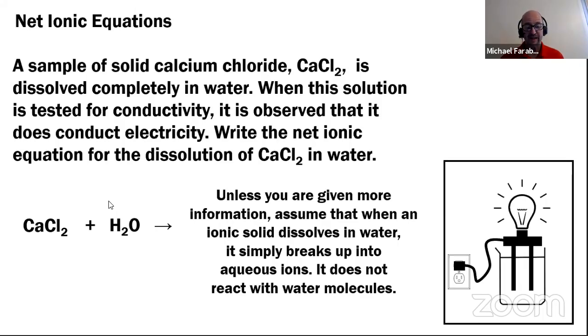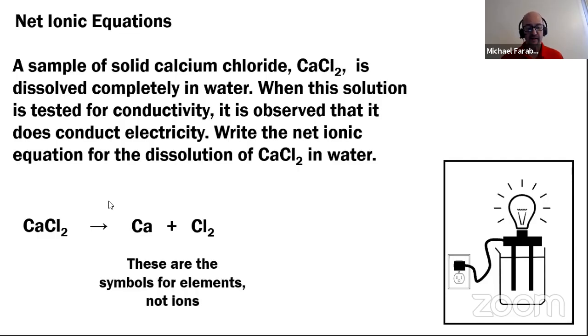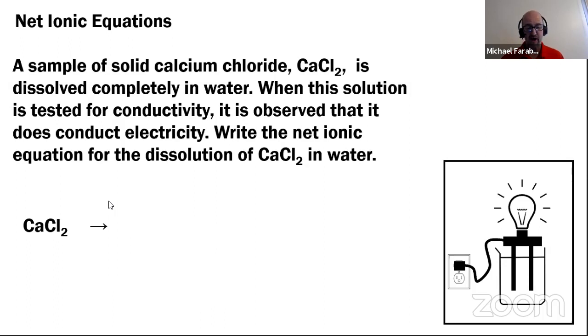So I'm going to go ahead and write calcium chloride on the left, and then that's it. I will show calcium and chlorine on the right side of the equation. Now, a student might write this because they want the formula to be broken up. However, these are the symbols for the elements, not the ions. Remember that calcium chloride contains calcium ions and chloride ions.